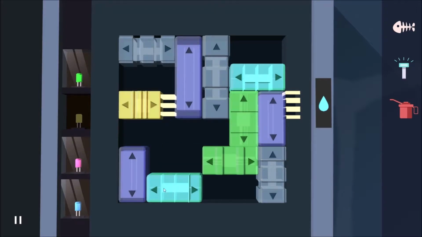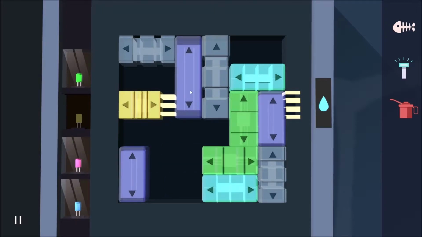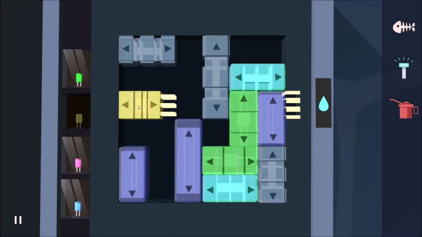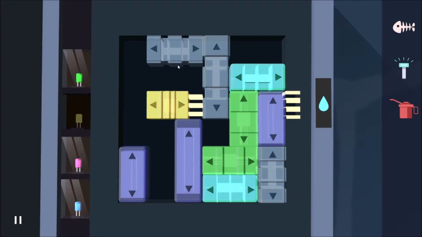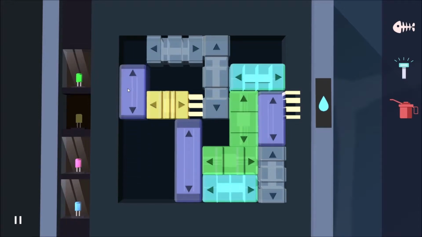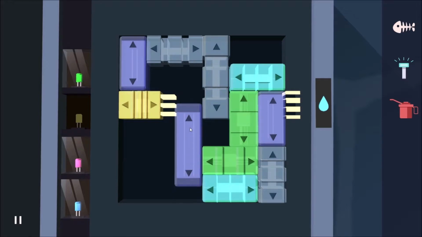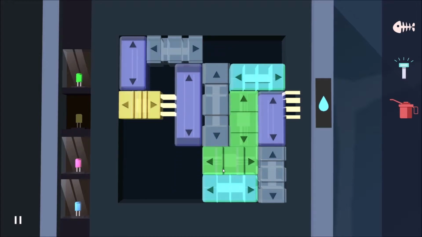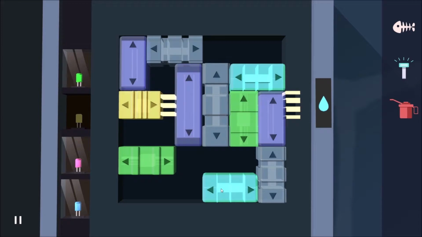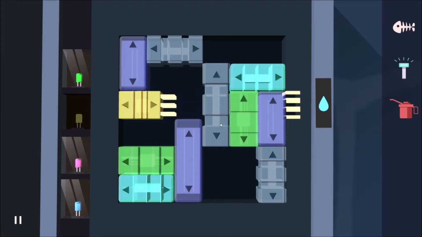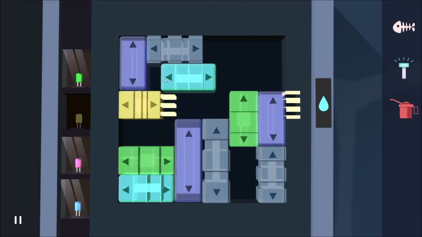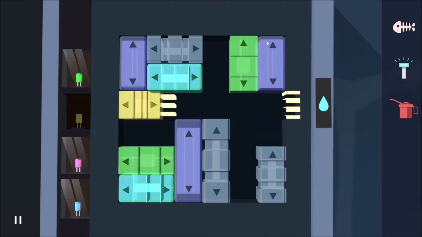Move this piece up, move these two pieces right, so I can move this piece all the way down, and then move my yellow piece one to the right. That's got to be it. I think I've cracked the code. So now I can move this piece up. Now I can move these pieces all the way left, so I can move those two pieces down. This one left, those two pieces up.